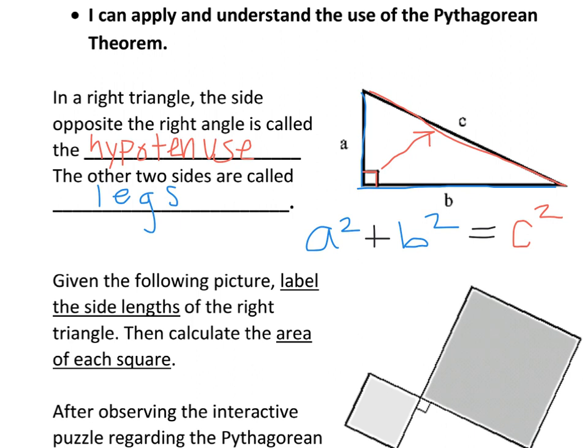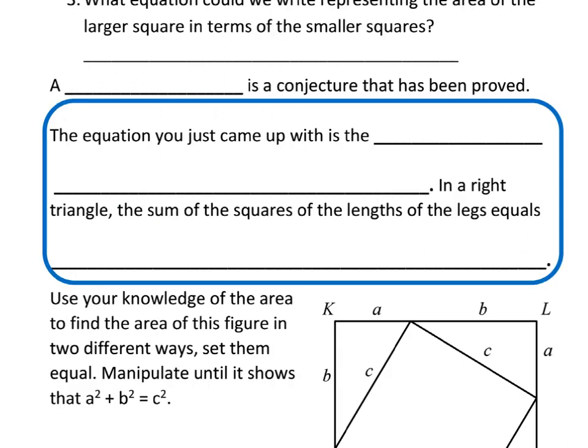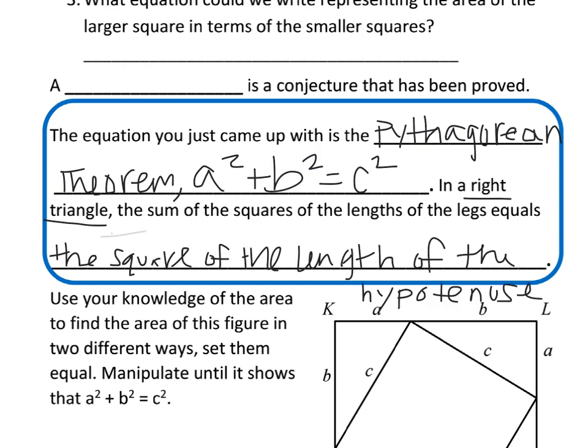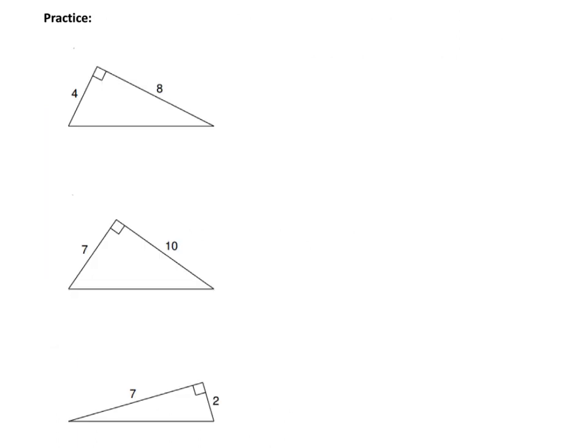Now in the Pythagorean theorem, A and B are both the legs of the triangle, so they can be interchanged with each other. The equation we just went over is called the Pythagorean theorem, which is A squared plus B squared equals C squared. It's very important that you remember this is in a right triangle. It says that the sum of the squares of the lengths of the legs equals the square of the length of the hypotenuse.